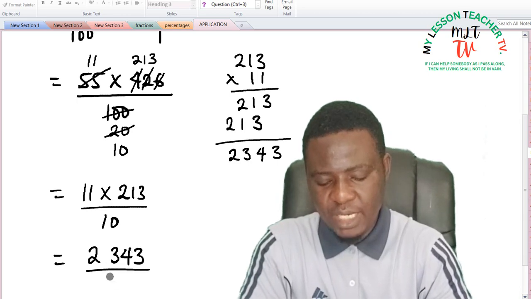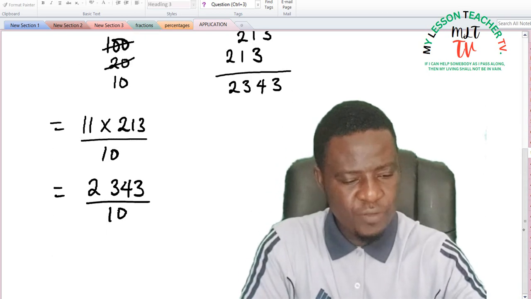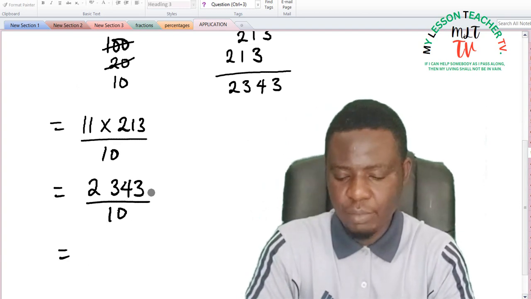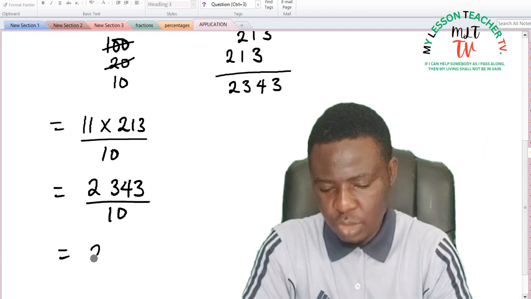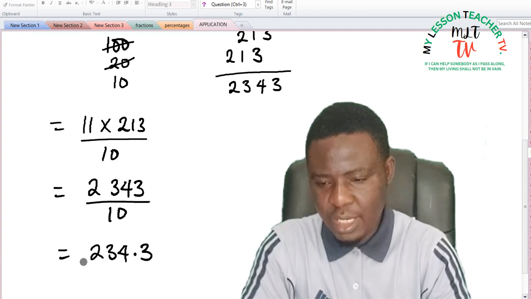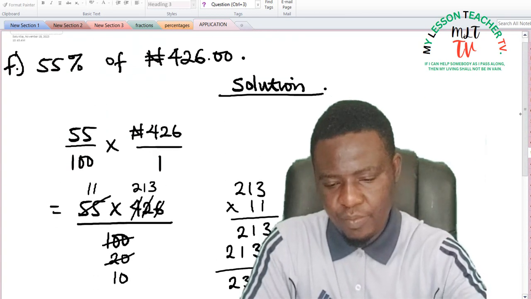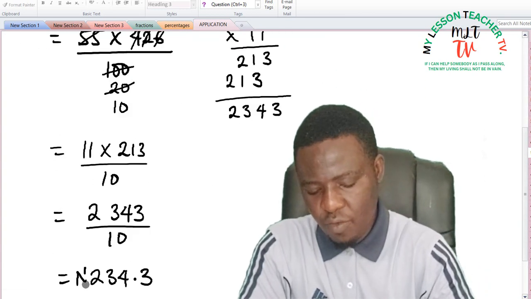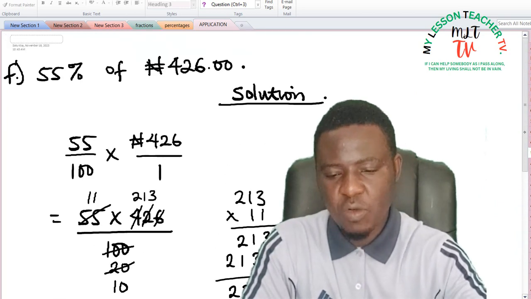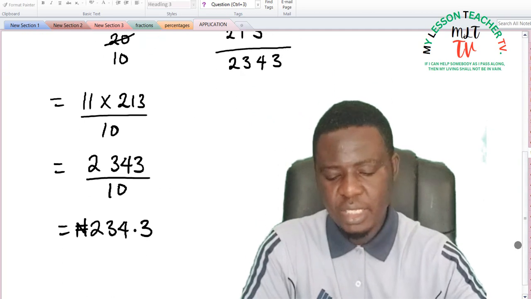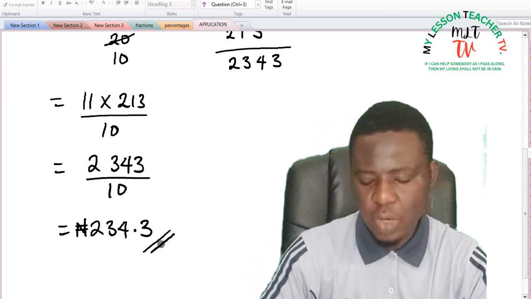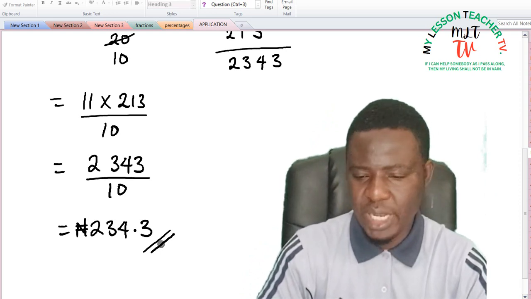So this is equal to 2343 divided by 10. And when you divide that by 10, it's just for you to move the decimal point one time to your left. So this is said to be 234.3. Is this in naira? Yes. So it therefore means that 55% of 426 naira is said to be 234 naira 30 kobo. So this is what you will get.